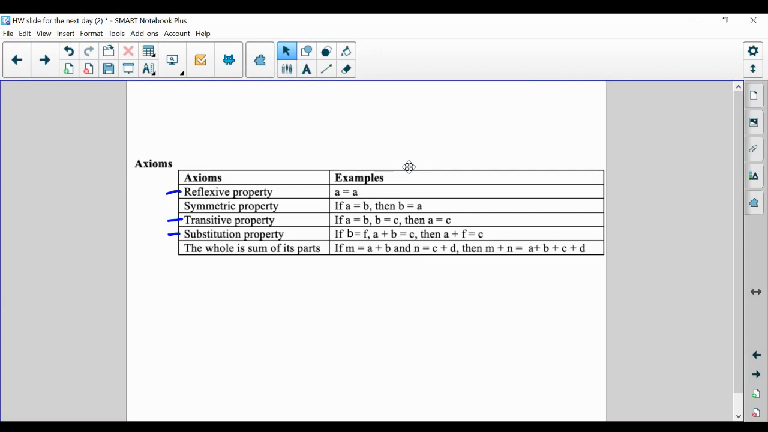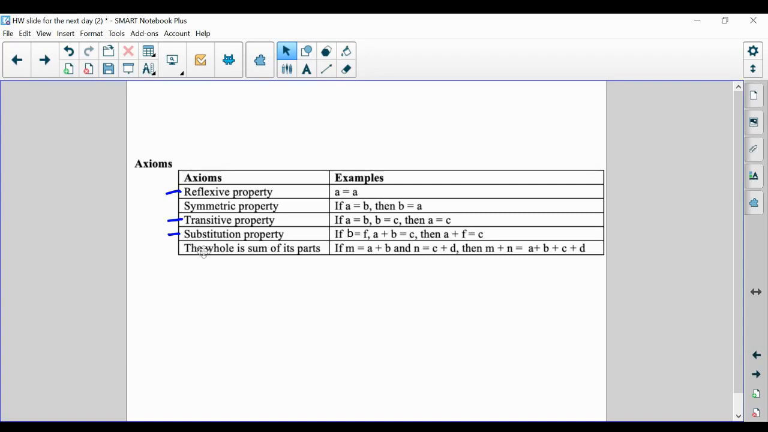So the substitution property is obviously to substitute. So think about things that you can substitute. Here I give one example. If B equals F, and A plus B equals C, then A plus F equals C. Where does F come from? Because B equals F. The B is over here, and now F goes here, same position. A plus B, A plus F. The F is replacing the B. So that is the substitution property.